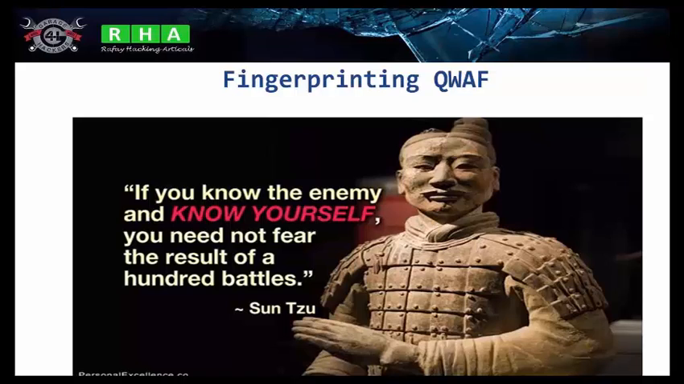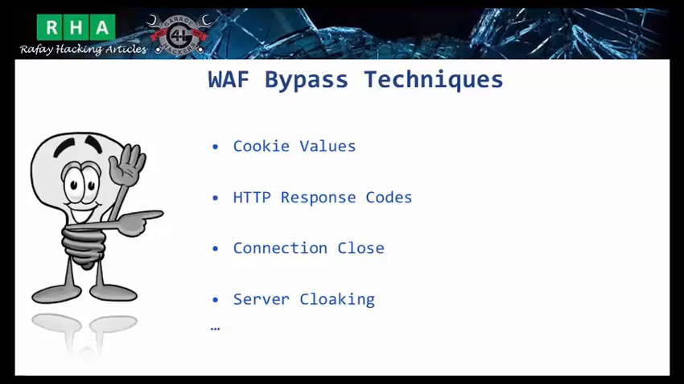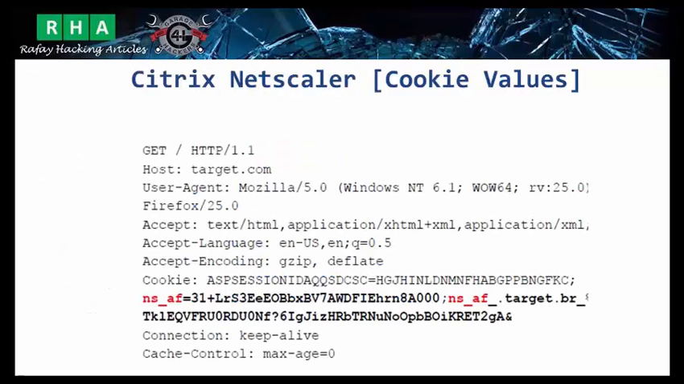So if you know your capabilities, and if you know what WAF you're up against, if you know what a WAF is blocking, what a WAF is not blocking, it's a matter of time that you would be able to come up with a suitable bypass. And there are multiple WAF fingerprinting techniques. We have cookie values, we have HTTP response codes, we have connection close, and we have server cloaking. Let's first examine what these techniques are and how they look in the real world.